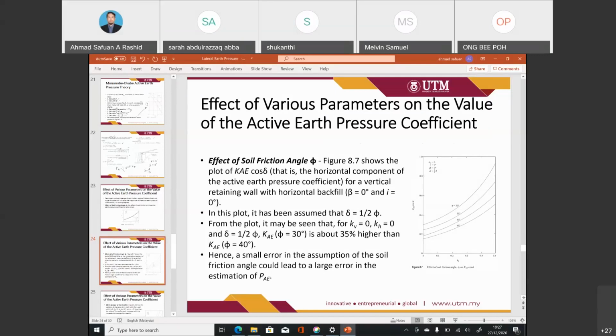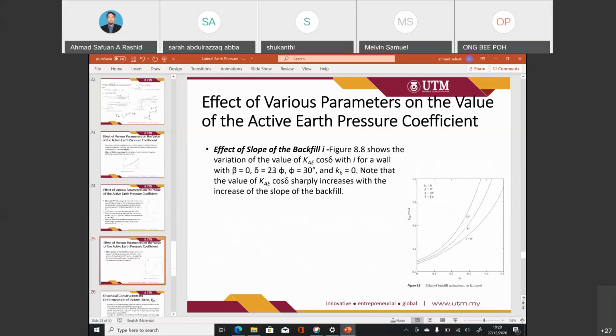Here, a small error in the assumption of the friction angle could lead to a large error in the estimation of PAE. For example, we use phi equal to 45, but in reality, when we do a triaxial or what we call a shear box test, the value is 30. So there is a 35% difference due to the difference in phi value.